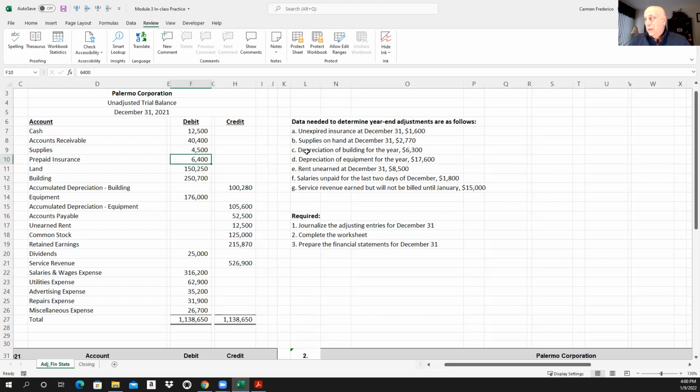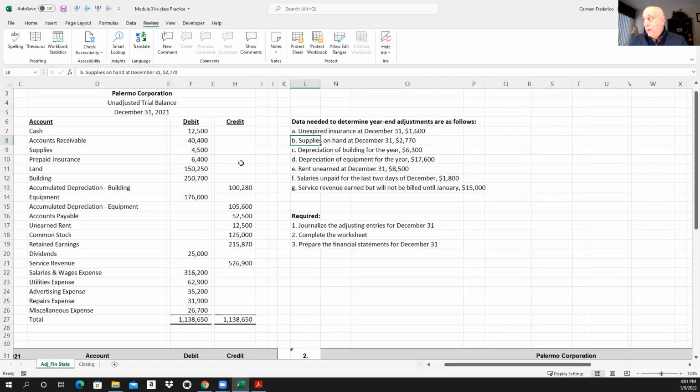Okay, the next one, B, supplies on hand at the end of the period, $2,770. Supplies on hand, that's what we counted. That's what we still have out in our storeroom. But we have on our books $4,500 in our preliminary trial balance. So we have to make an adjustment for the difference. We have to write the supplies down to what we have on hand, what we haven't used up. And the difference between these two numbers, the 4,500 and the 2,770, is $1,730 we need to make an adjustment for.